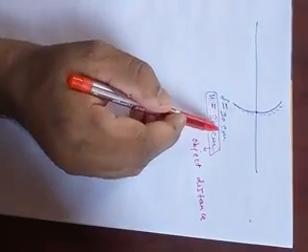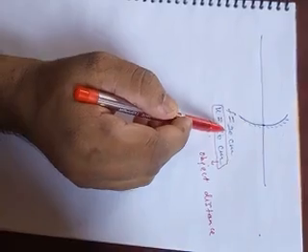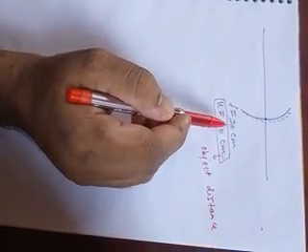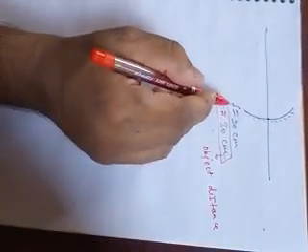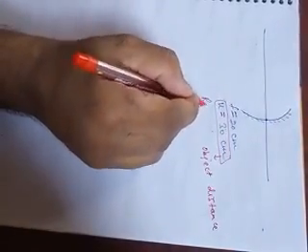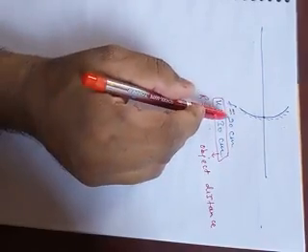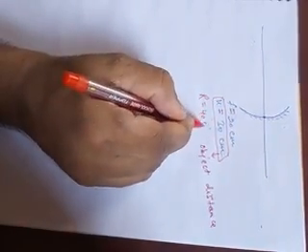Similarly, focal length is 20 centimeter. We don't know whether it is plus 20 or minus 20. We are going to see how to apply this. If you know the focal length, then we know R also. R equal to 2 times F, or this is 40 centimeter.